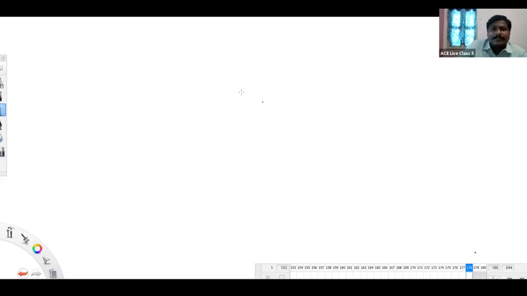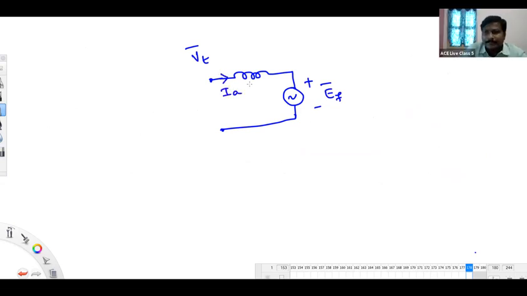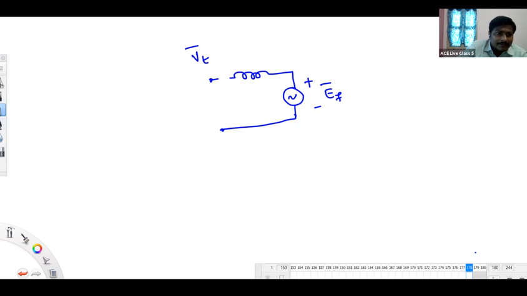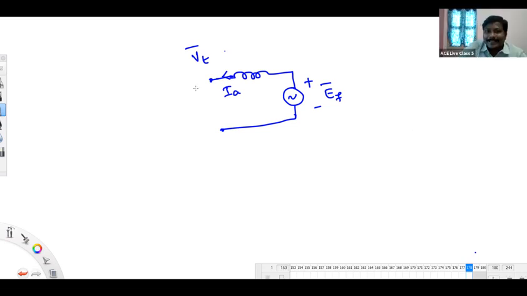Dealing with minus IA. For example, this is your motor, and this is your VT bar, and this is E bar. This is the direction of IA if you take it, and you will get some phasor diagram. For example, you have taken IA in this direction only, but it is a negative value we have to show in the phasor diagram, and your KVL equation is getting disturbed, right?